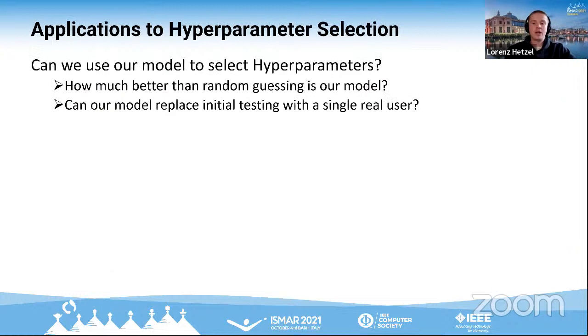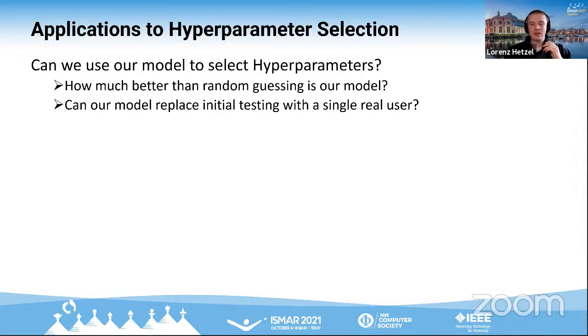So the concrete application we're going to be looking at is hyperparameter selection. Let's say you were developing a new keyboard for virtual reality and you wanted to optimize the character error rate in your user studies. Optimizing the underlying parameters that affect character error rate numerically is very time consuming. So the question we're asking is, can we use our model to select hyperparameters in an objective and reproducible way?